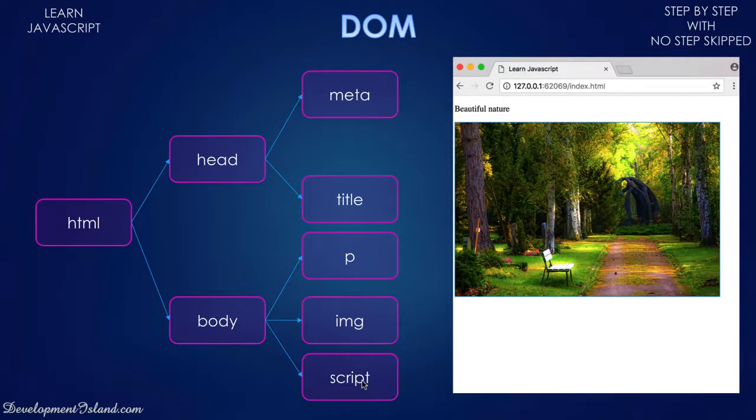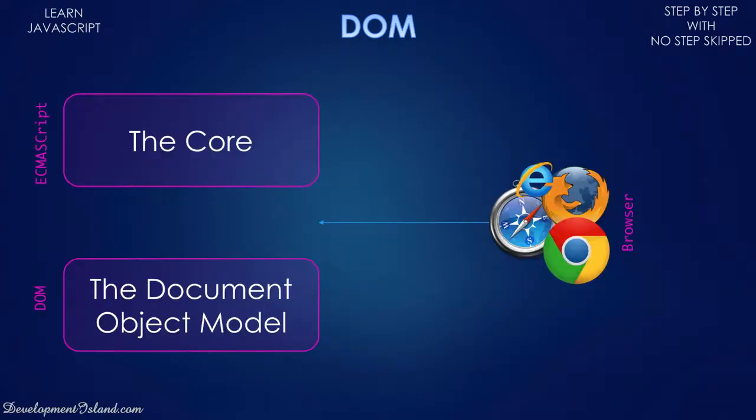So JavaScript will access these elements as nodes or objects. And this is something we will cover in detail later on in the course. So now you just need to remember that the browser will provide a DOM interface. So this interface will allow ECMAScript to interact with the DOM. So this is why JavaScript can access all those elements and change them.